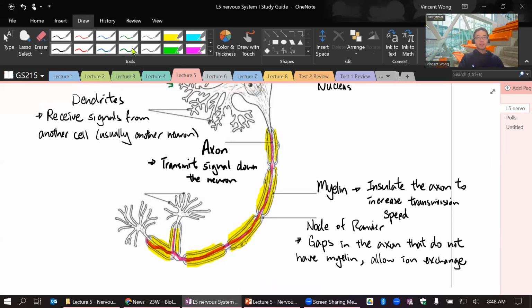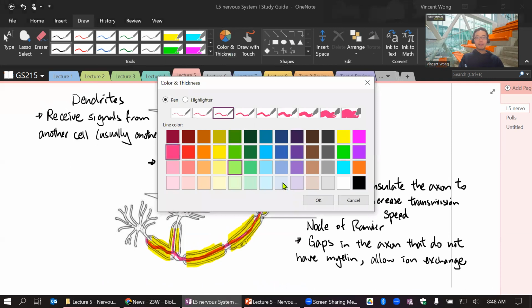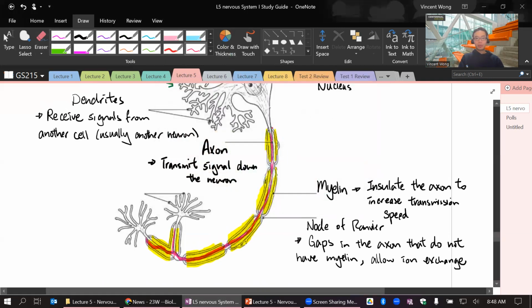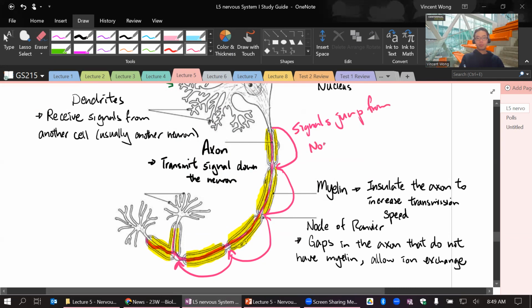All right, so the signal gets passed down, and if there is myelin, then the signal will actually jump from gap to gap, from node of Ranvier to node of Ranvier, as opposed to getting passed down in a linear fashion. And that jumping action is what speeds it up. Okay, so we can write down here: signals jump from node to node.